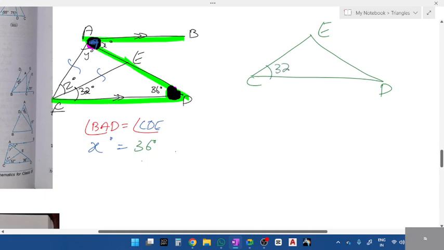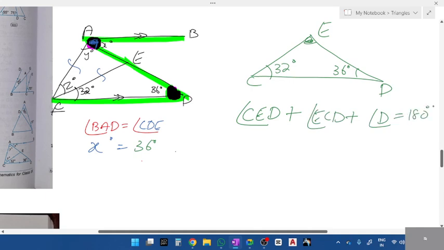CD, 32 degrees, and so which one do you have to find? Angle E. Do sum of interior angles, find angle E. And you can't write angle E and angle C, students. What will you write? How is angle E separated? Angle CED plus angle ECD plus what about angle D? You can write it separately. Find CED. See, I'm talking about this angle, this one.